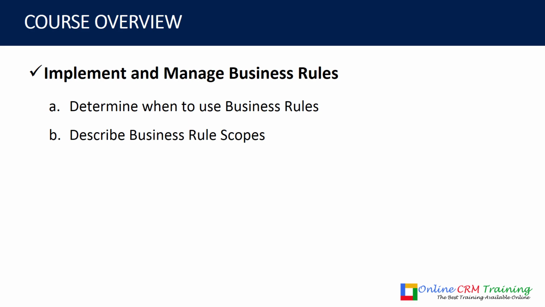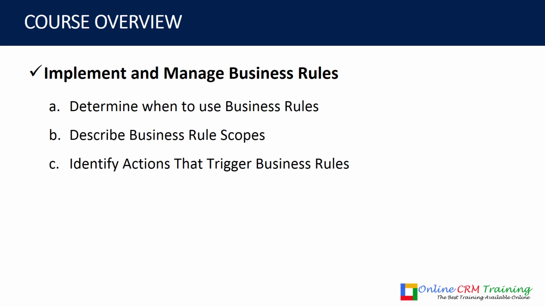Then describe the business rule scope. When do you want that business rule to execute? We'll discuss that at the entity level, at all the forms, or for a specific form. Also, you will learn how to identify actions that trigger a business rule, which is very important. You need to define it for a specific entity, and once you define it, you need to know when this particular business rule will trigger and what the actions will be.